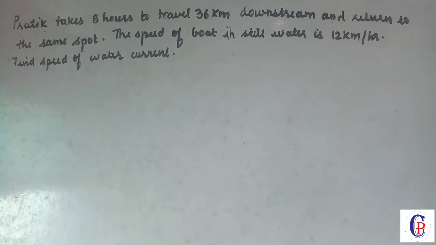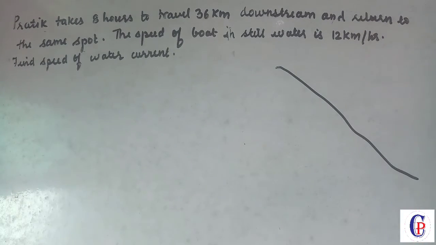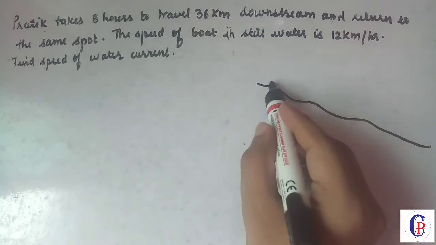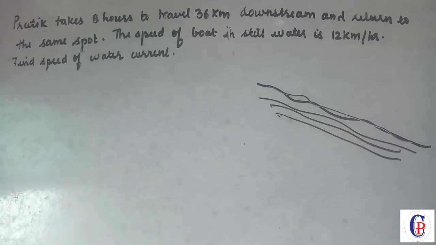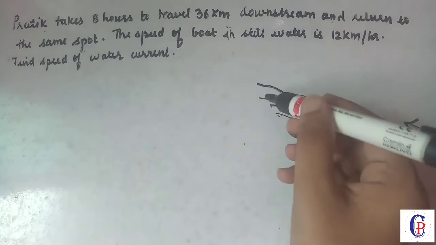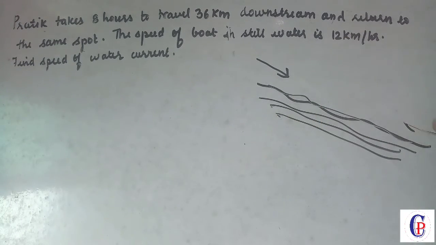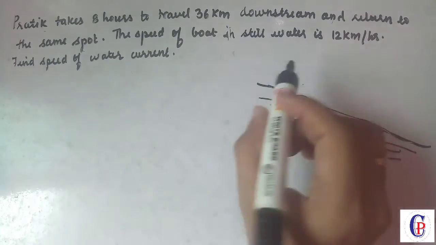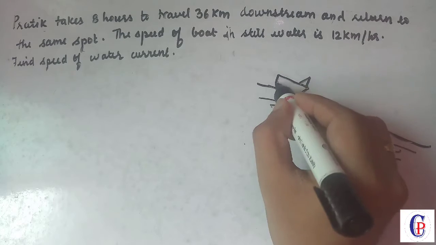Now what is the meaning of speed of water current? It means with what speed the water is flowing. So we can assume that this is a stream. This is upstream, like you're going up, and this is downstream. Now you tell me one thing. It is already told, like we have a boat. Okay, we are in a boat.